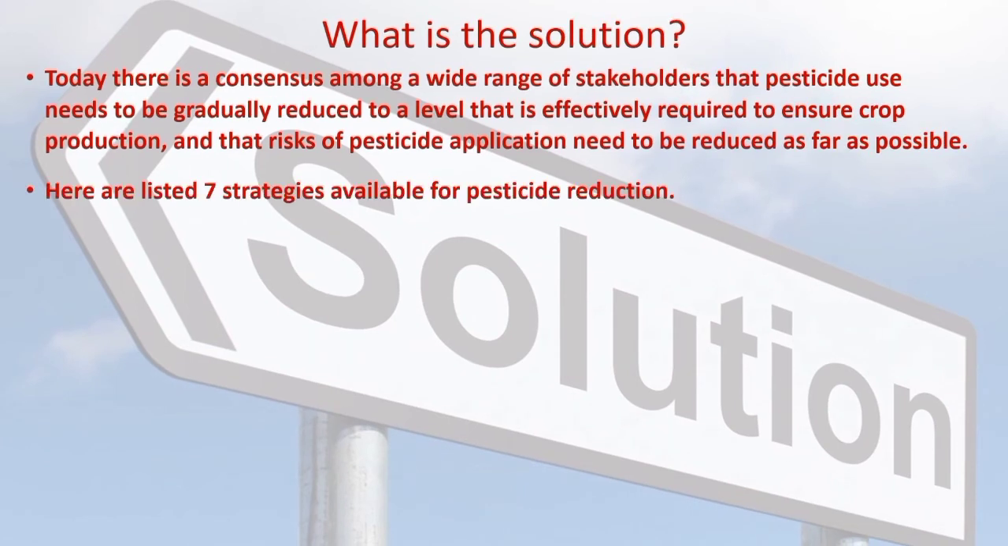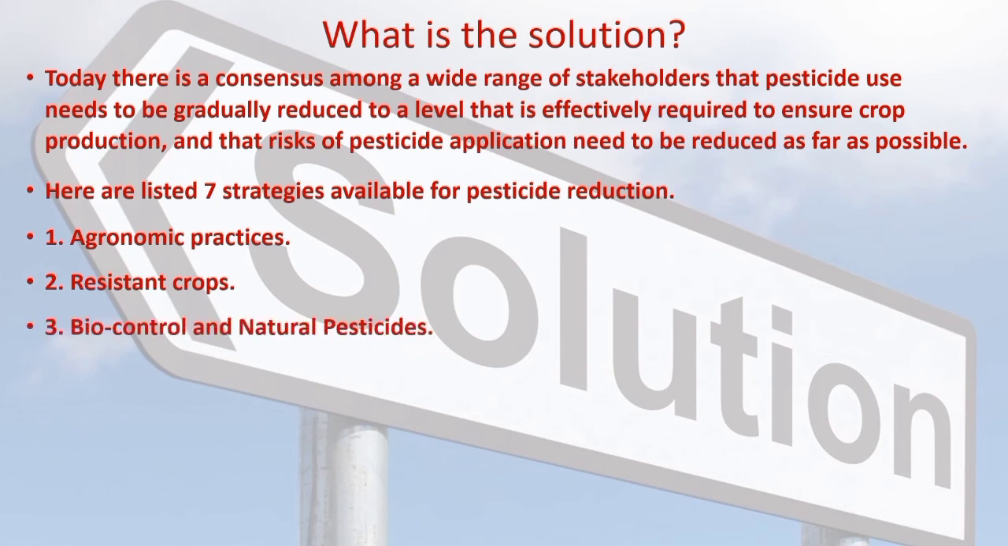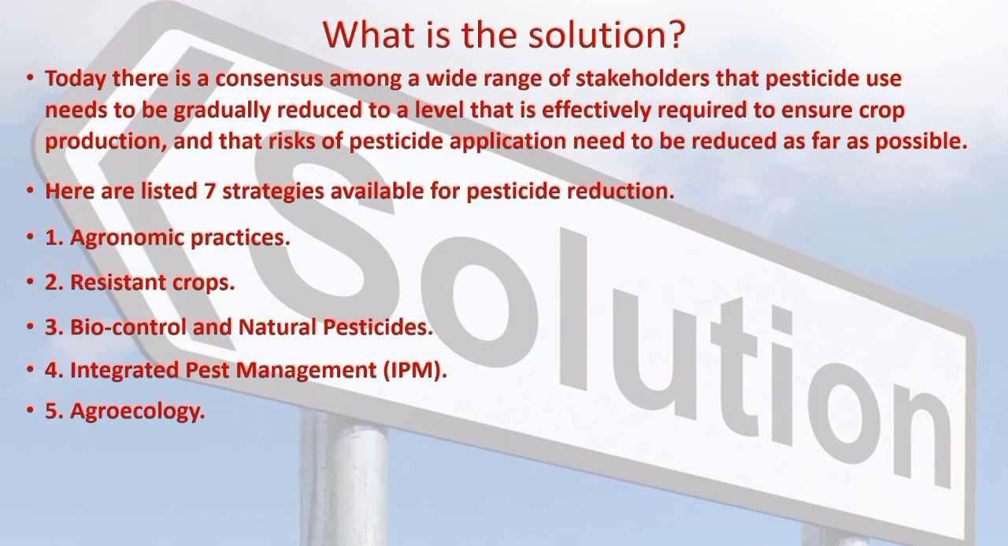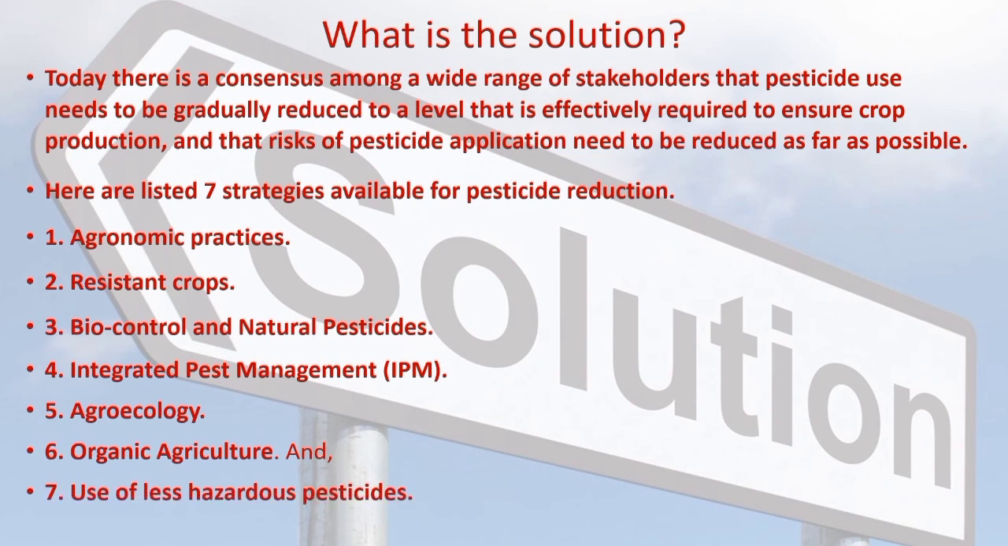Here are listed 7 strategies available for pesticide reduction. 1. Agronomic practices. 2. Resistant crops. 3. Biocontrol and natural pesticides. 4. Integrated pest management, IPM. 5. Agroecology. 6. Organic agriculture. And 7. Use of less hazardous pesticides.